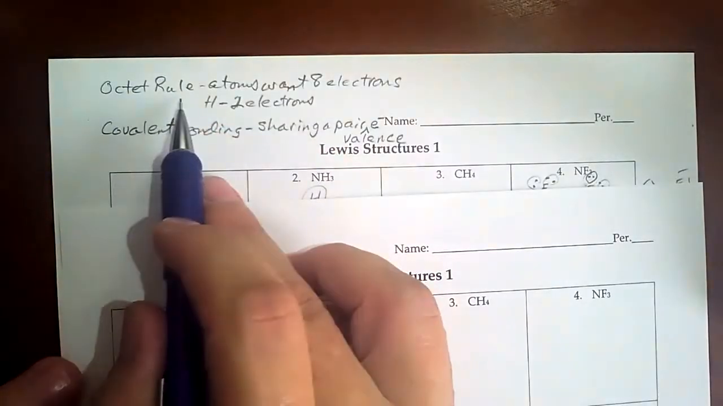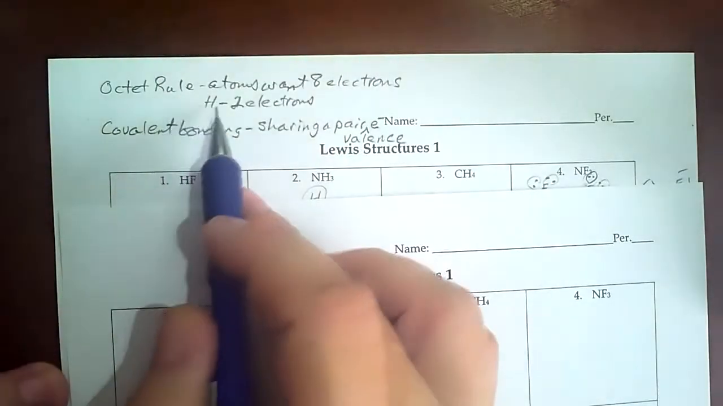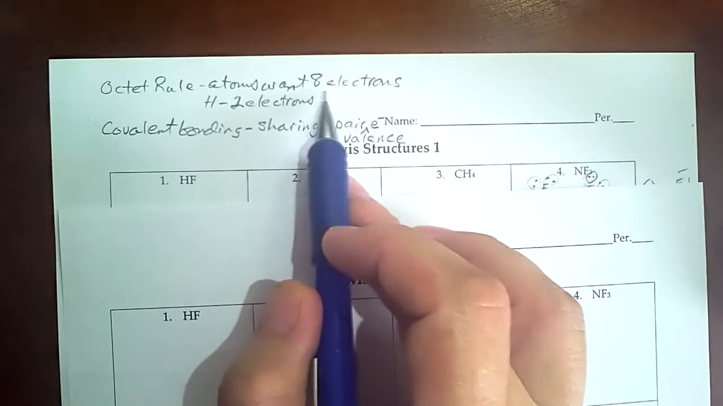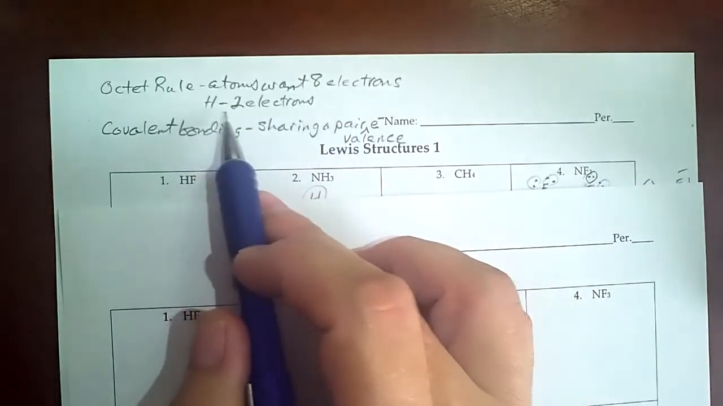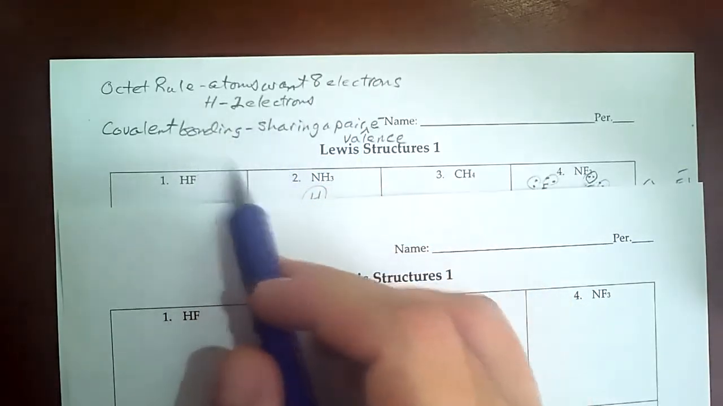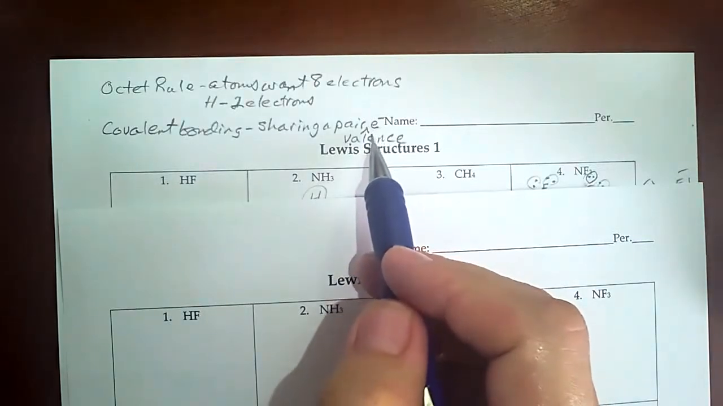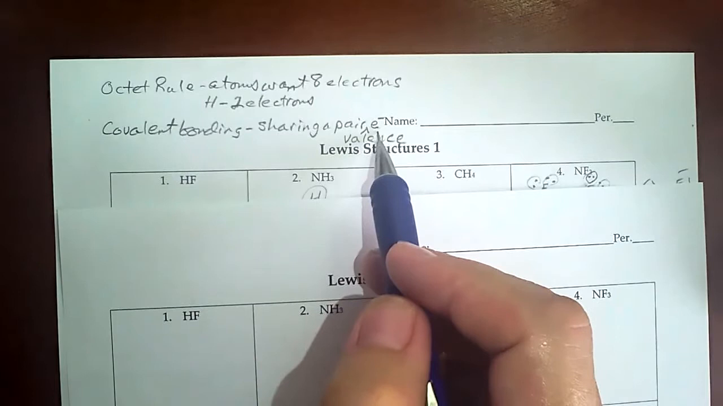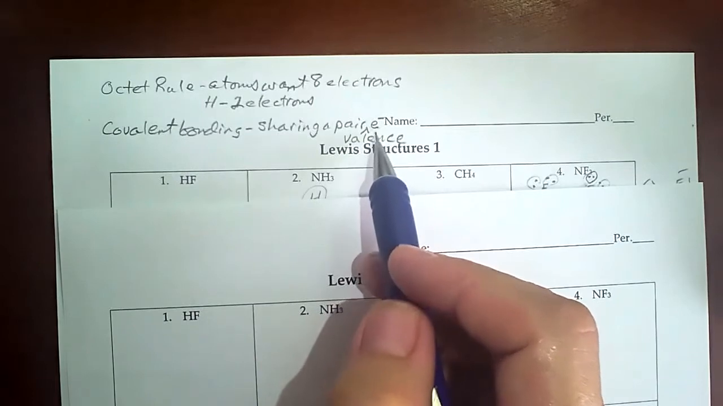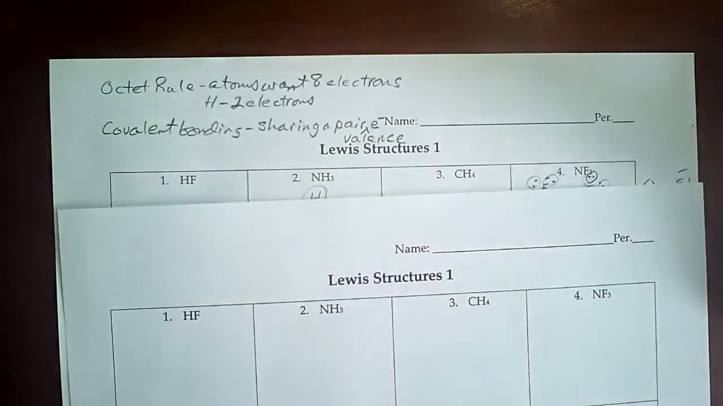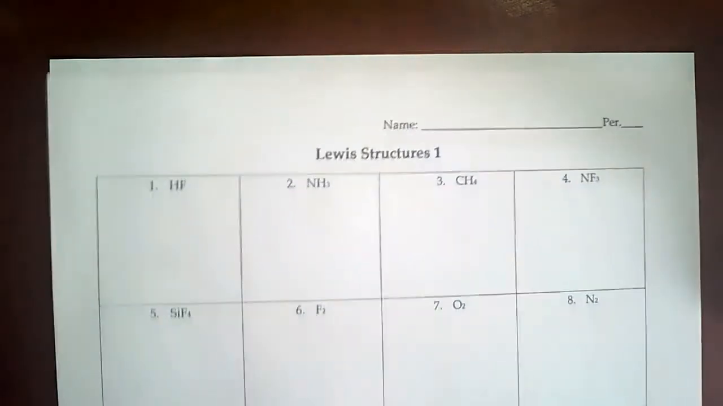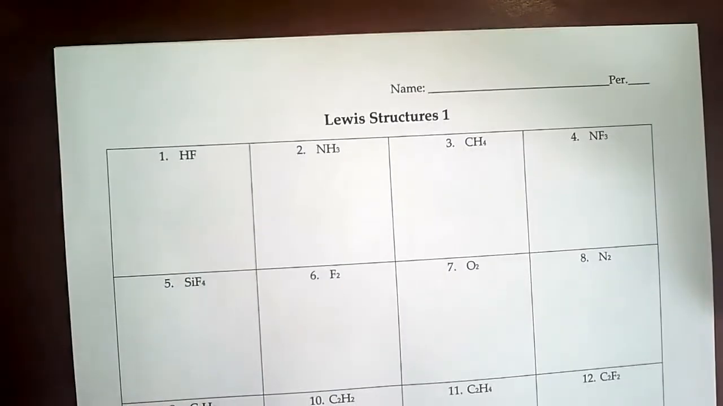The octet rule, it's not really a rule, but people say that, is that atoms want to have 8 valence electrons, and hydrogen, though, only wants to have 2. And covalent bonding is sharing a pair of valence electrons, and that's one of our little symbols for electrons is e minus, because they start with E and they're negative. So hit pause, write that down. So let's do some samples. And there are some exceptions to the rule and some weirdness, and we'll get into it.